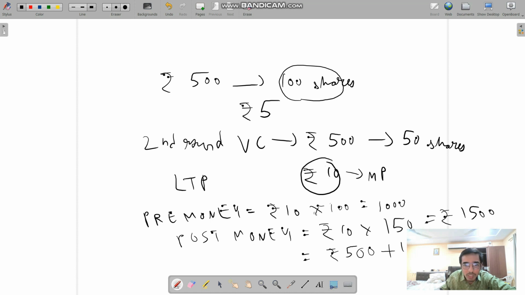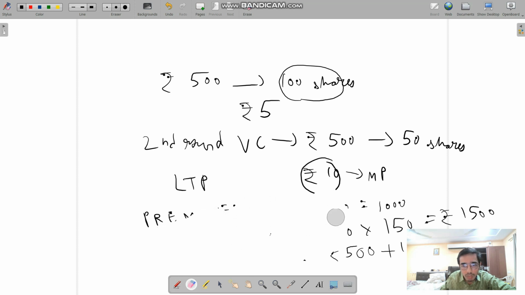So in private equity deals as well, you'll use 10 into 100, the number of shares where the business was started, which is 1000. In case of post-money valuation, rupees 10, the current market price, and you'll include the shares given to the VC as well. So 100 plus 50, which is 150, into 10, which is 1500. So this is pre-money and post-money valuation. So let's go and remove this from the screen and let's start with the next concept.